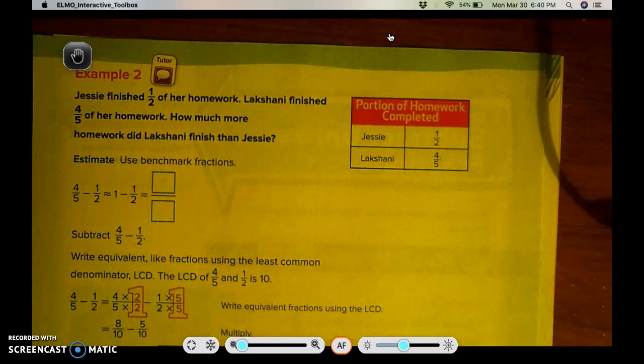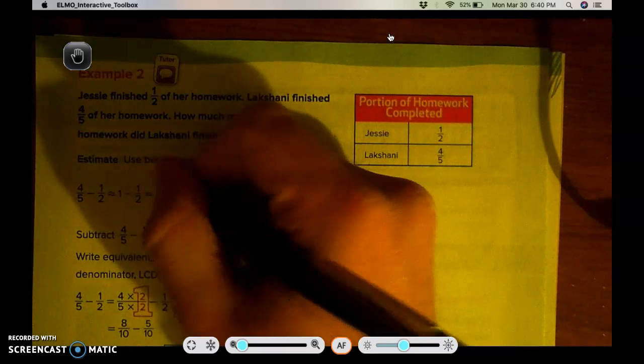Interesting. Lake Shawnee finished 4/5 of her homework. How much more homework did Lake Shawnee finish than Jessie? About half more.